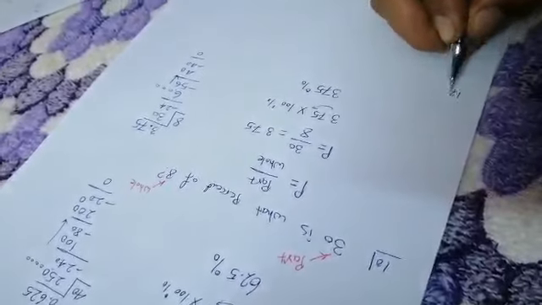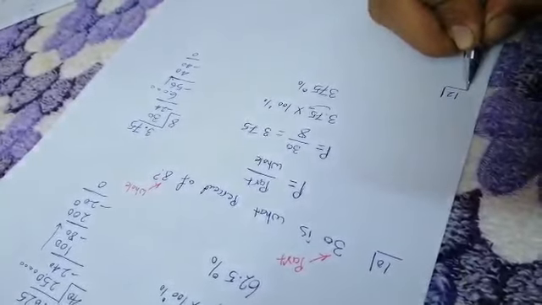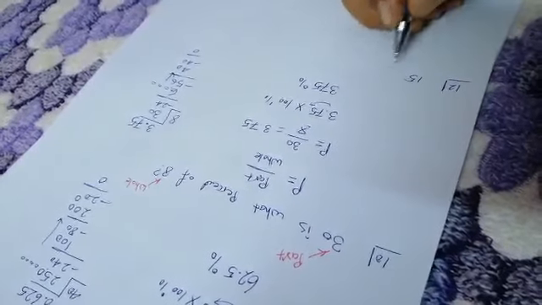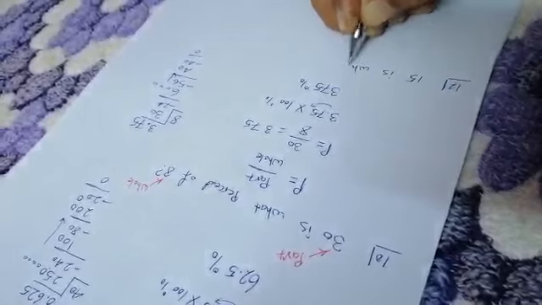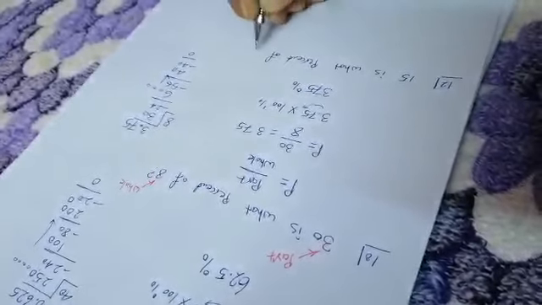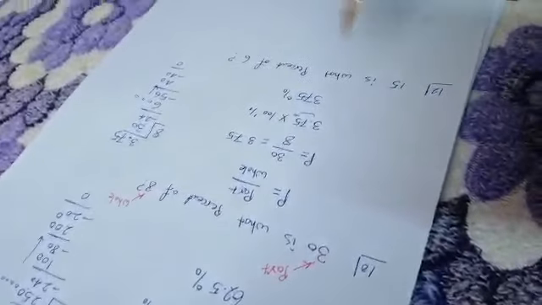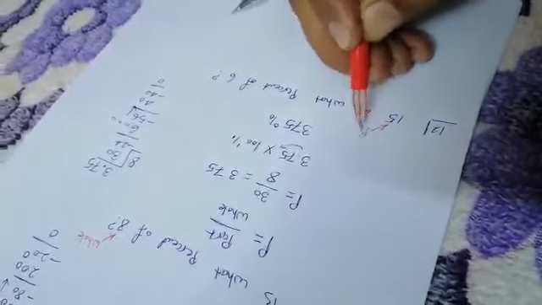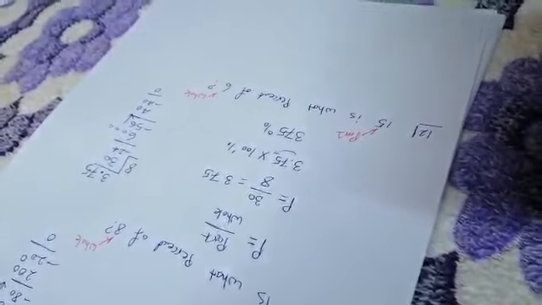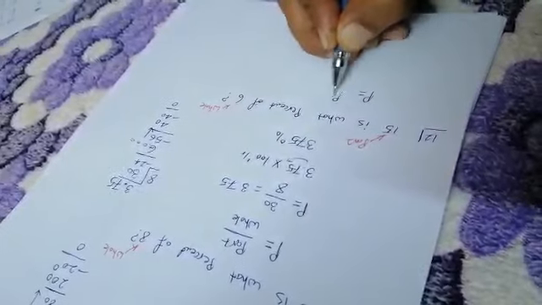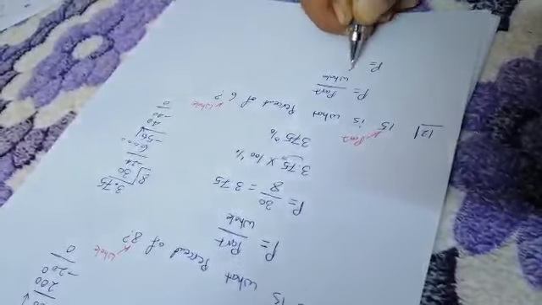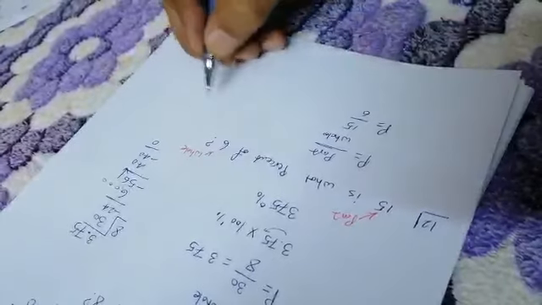Okay guys, question 12. 15 is what percent of 6? We said the first number in these questions is the part, and the second number represents the whole. Then a percent equals part divided by whole. Then a percent equals 15 divided by 6.